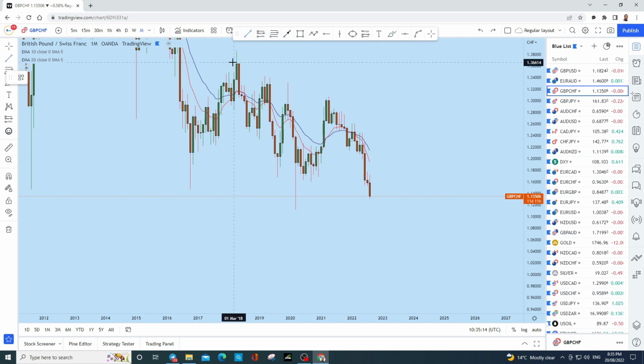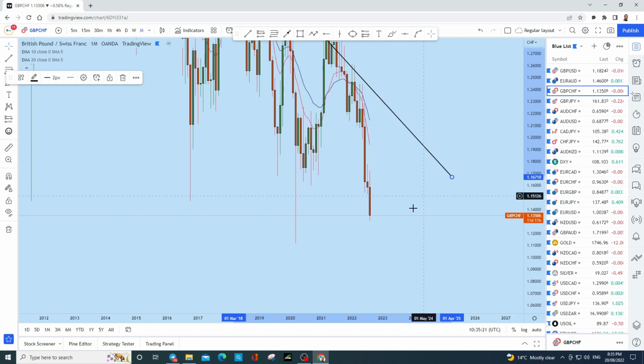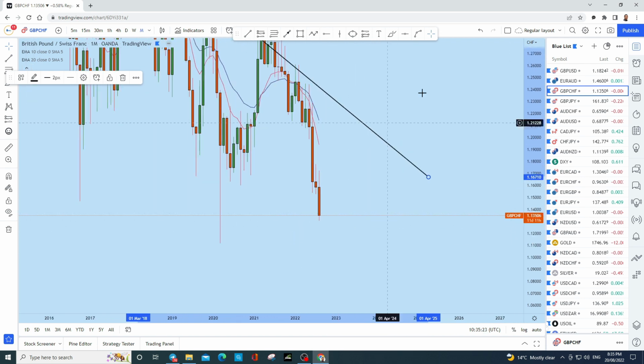And as you can see, if you draw a trend line here on the monthly perspective on GBPCHF, we see there is a big drop. Now this current monthly candle is not closed yet. What I think is that GBPCHF might drop a little further to the downside after a retracement.